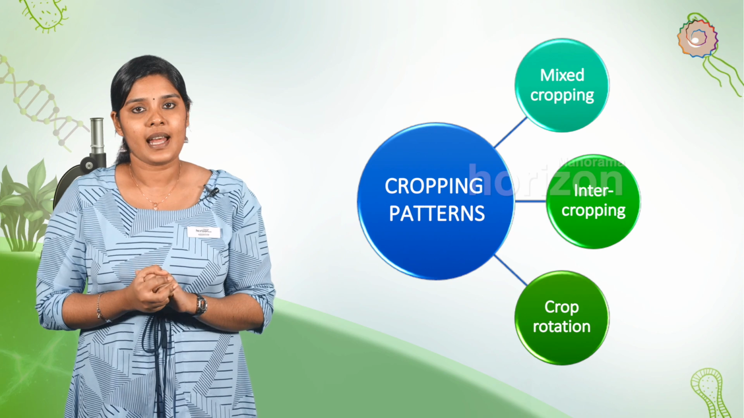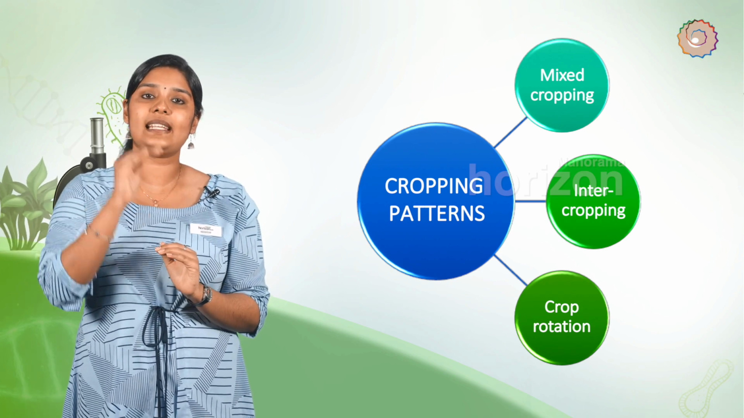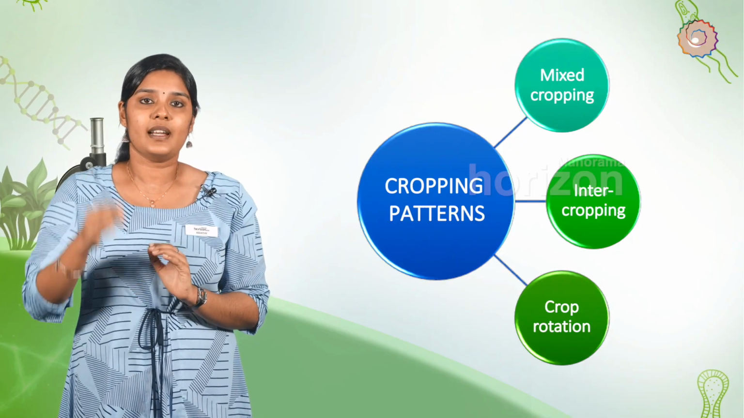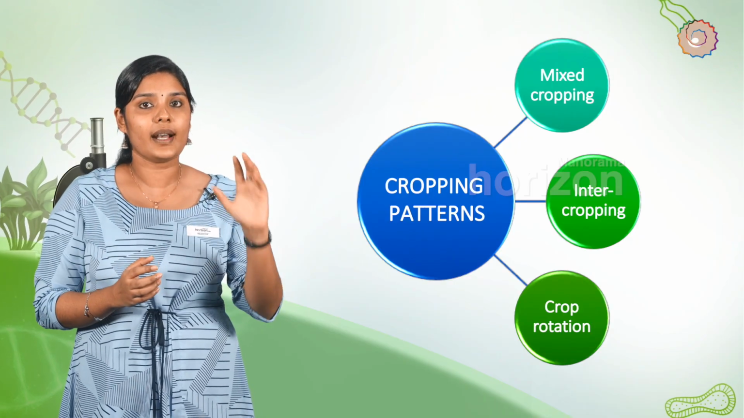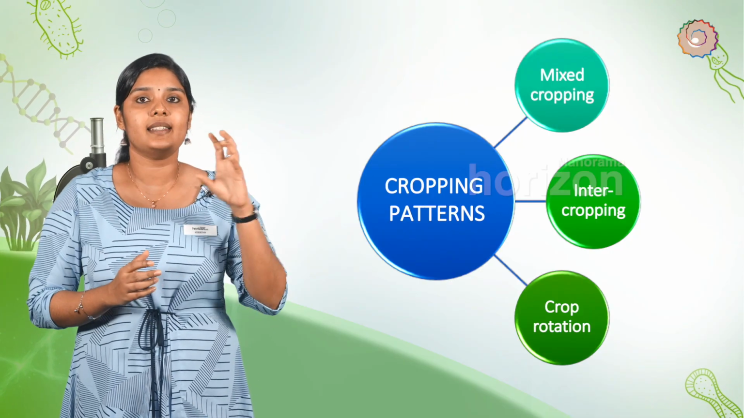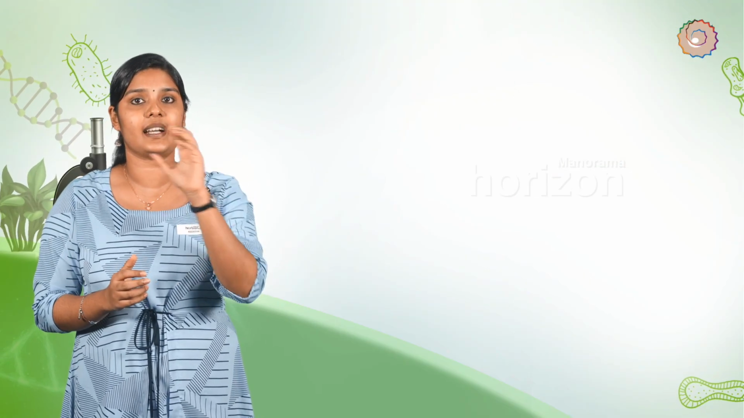Mixed cropping. The practice of cultivating two or more crops simultaneously on the same piece of land is called mixed cropping. During mixed cropping, if one crop faces adverse conditions or pathogen attack, then the other crop can be saved. Objective of mixed cropping is to minimize the risk against crop failure due to abnormal weather conditions.